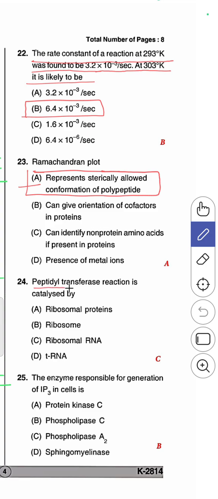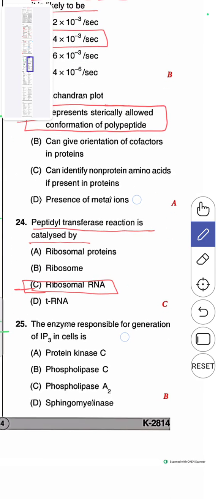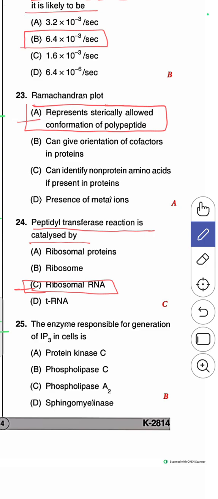24, peptidyl transferase reaction is catalyzed by, that is ribosomal RNA. So this ribosomal RNA will catalyze a reaction, that is peptidyl transferase. So 25th, the enzyme responsible for generation of IP3 in cells is phospholipase C, the right answer for this question.